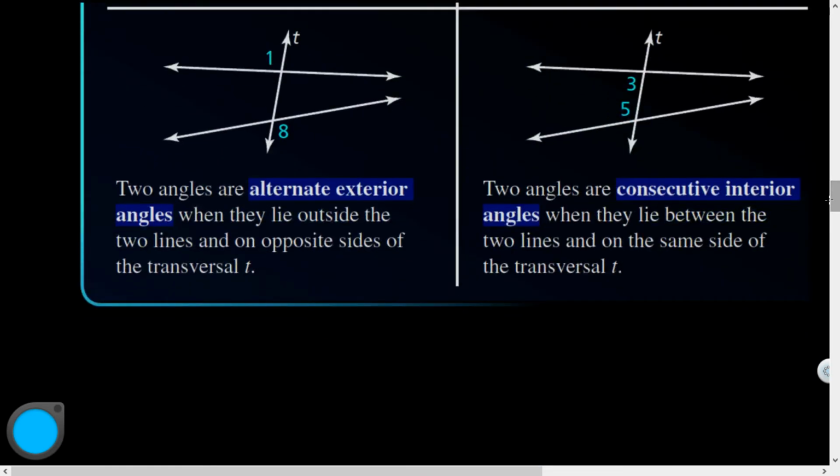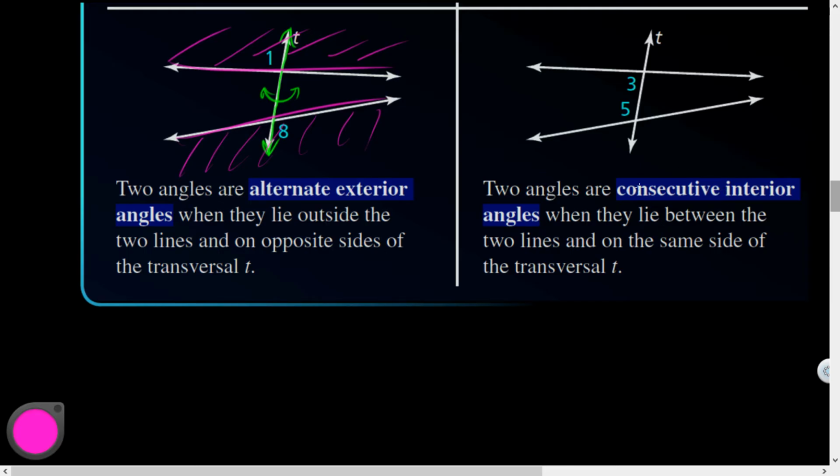You can also have alternate exterior angles. Notice that these ones are once again on alternate sides of the transversal. And they are on the outside of these two lines, if I think about this as the exterior of those lines. Does that make sense?